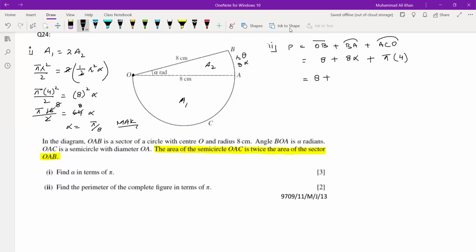Now 8 plus 8, alpha is pi by 8, plus 4 pi. 8 and 8 cancel out. So it will be 8 plus 5 pi. This is the final answer. Are you clear?